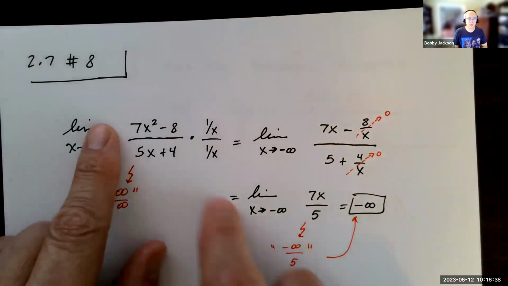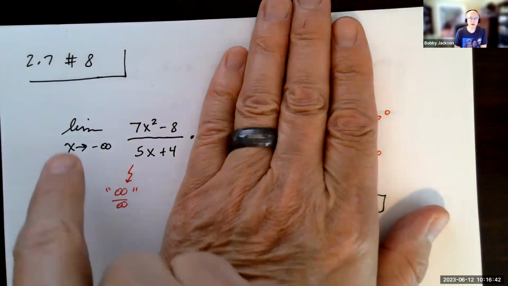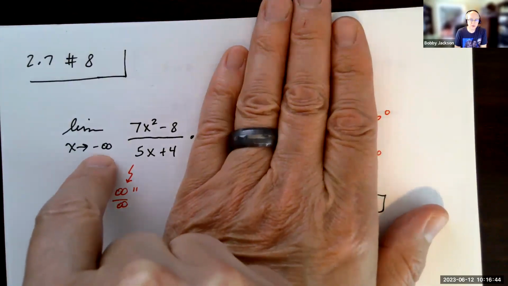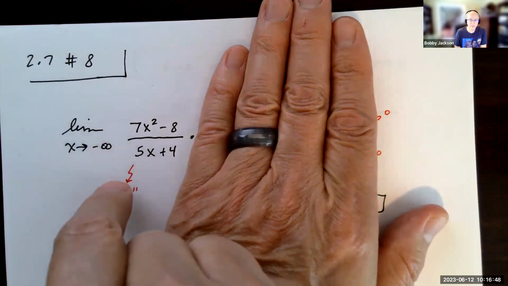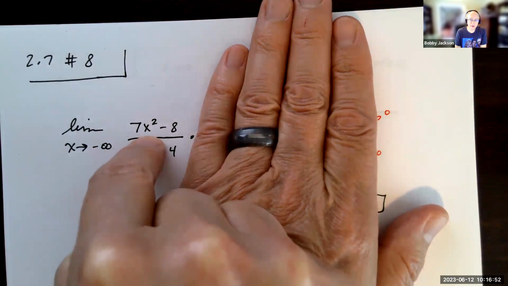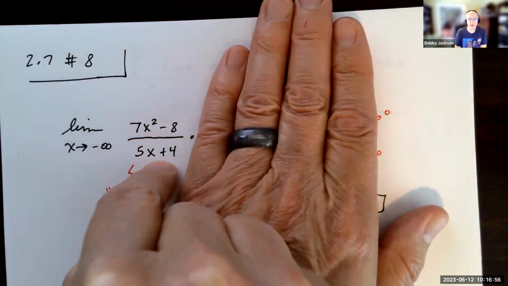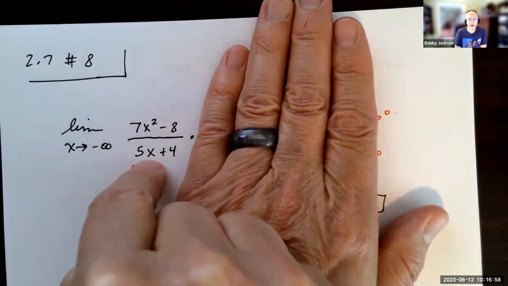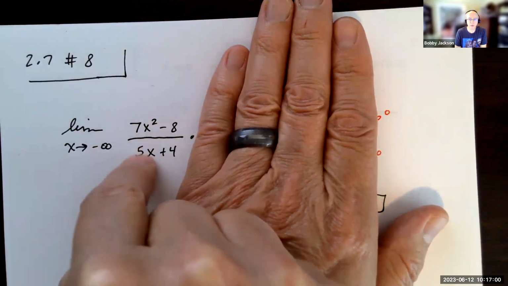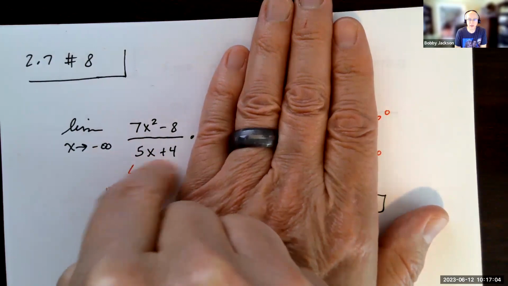Let's take a quick look at number 8 in section 2.7. We're given this limit here as x, notice, goes to minus infinity. So that's important to make a note of. As x goes to minus infinity, the top, because I'm squaring, goes to positive infinity. The bottom goes to negative infinity, because 5 times x is getting more and more negative as x goes to negative infinity. The plus 4 is going to become insignificant.